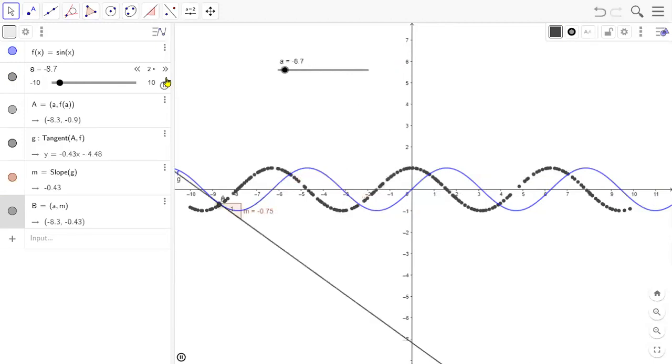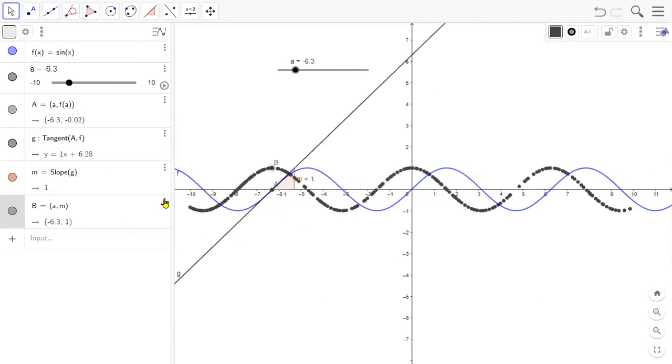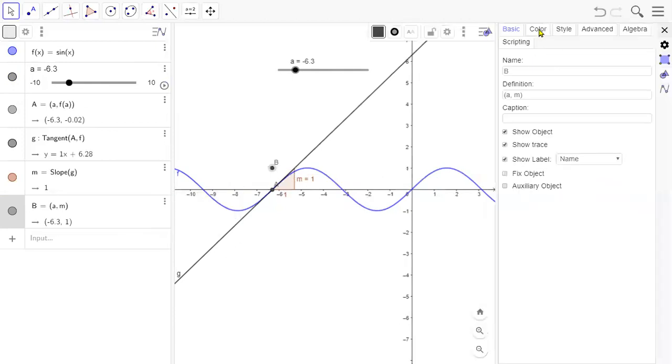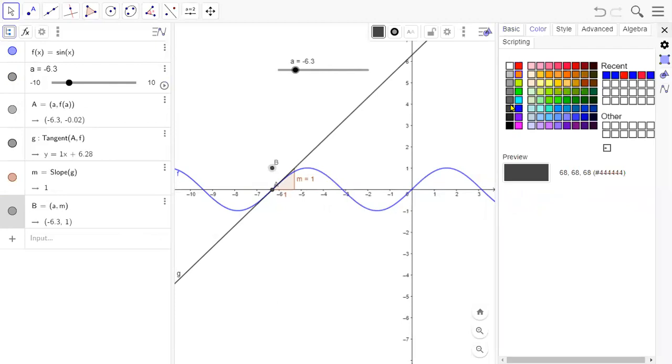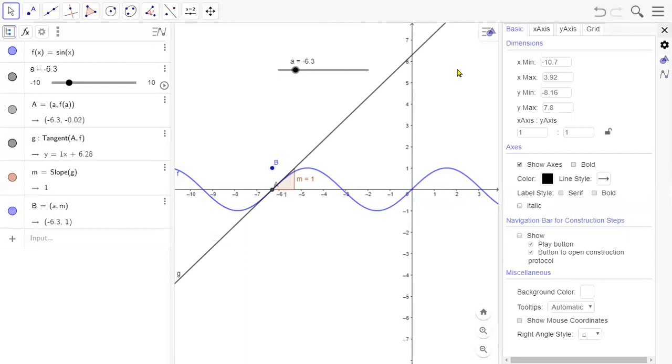Let me stop this once again, and let me use the next color for this locus of the slope of the tangent. Let me use the blue color. We can easily change the color by moving to the settings.